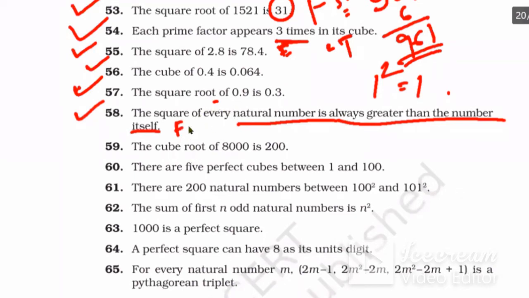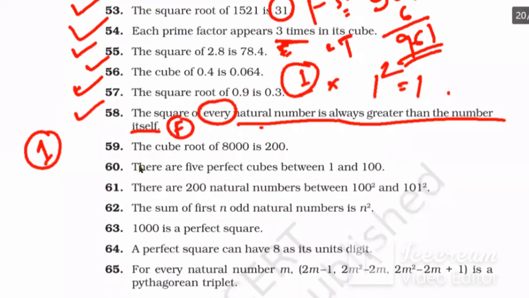But sir, if we take 2, then it is greater. But it says every natural number, so you have to include 1. The natural number starts from 1. So the square of every natural number except 1 is greater than the number itself. For 1, it is not true. That's why it is false. Clear? Agree with this answer or no? Sir, I agree.